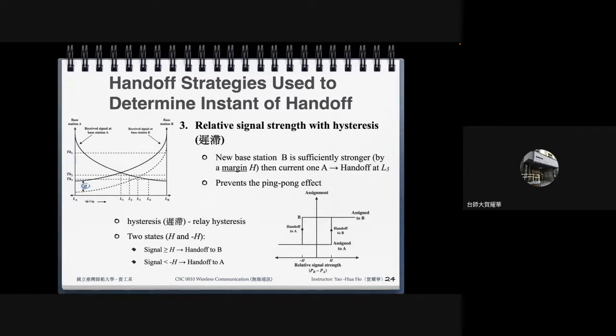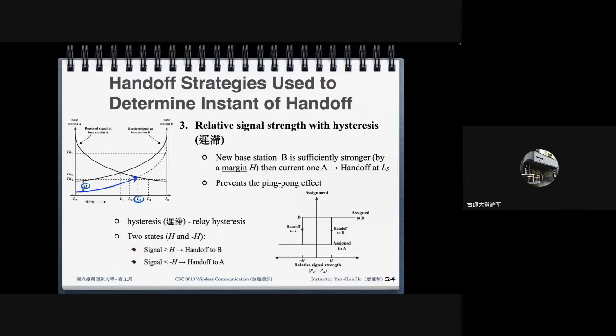Now, the third one is relative signal strength with hysteresis. Hysteresis means I'm just going to use some margin. That margin means when base station B is stronger by a specific margin, at a certain point, then I hand off. So if I use some margin between the two base stations, the handoff will occur at location 3. This prevents the ping pong effect. Because it's stronger by the margin, when I go back I will have a similar delay.